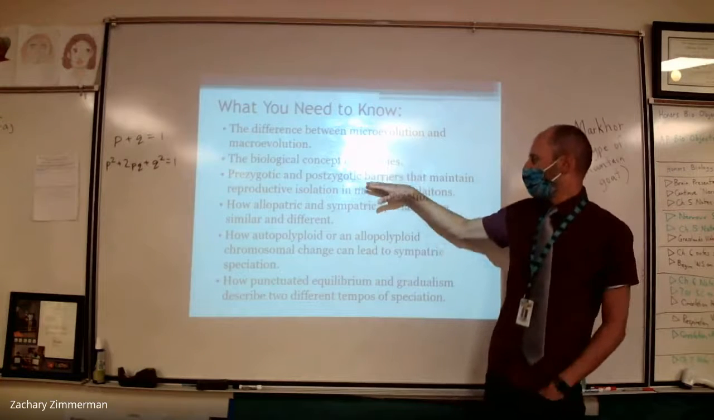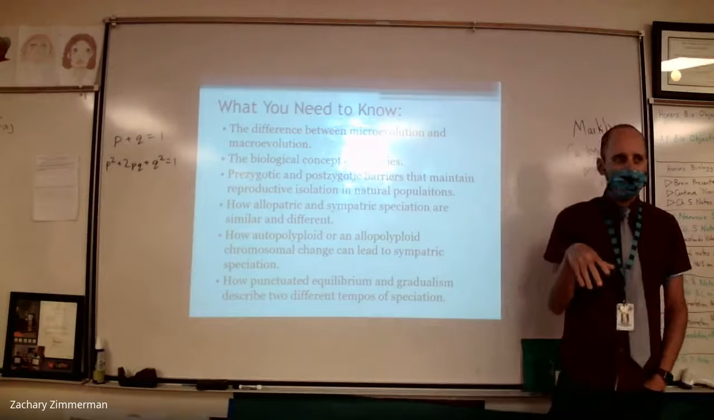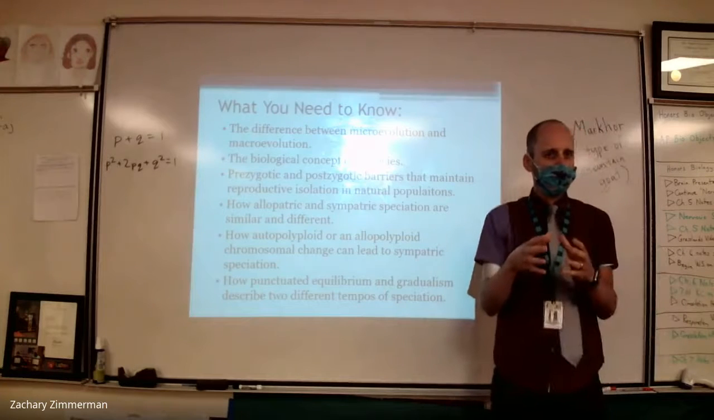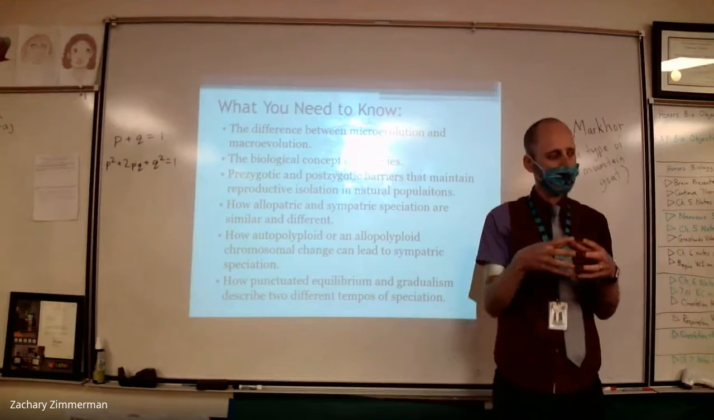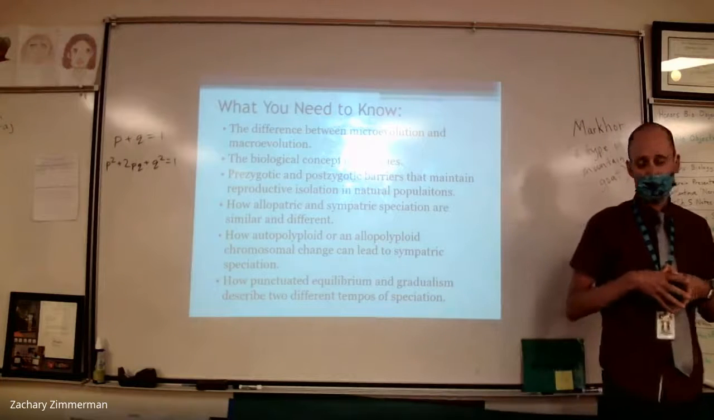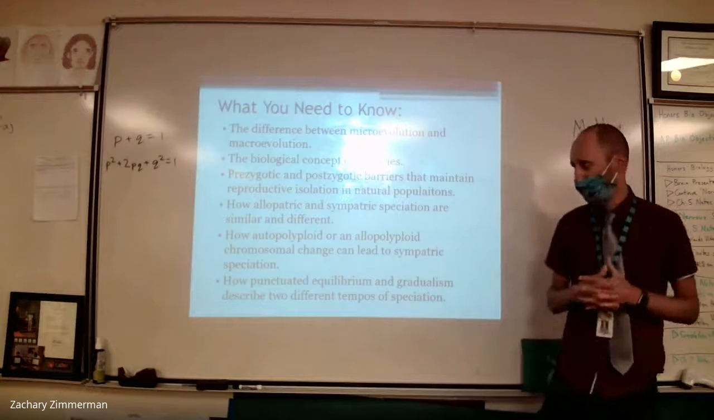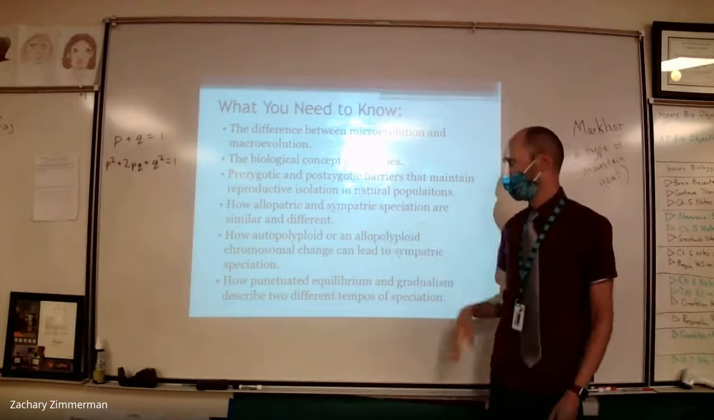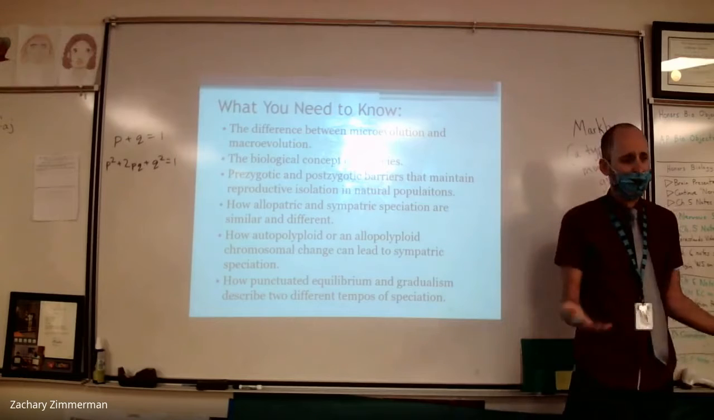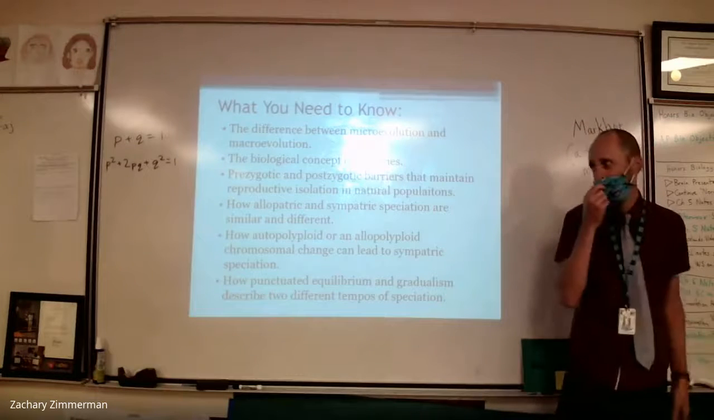You're going to learn about certain reproductive barriers. Prezygotic means there are factors that keep organisms from being able to reproduce together, but before fertilization could even have a chance to happen. And then there's postzygotic barriers. Maybe mating does happen, but for whatever reason, viable offspring cannot be produced.